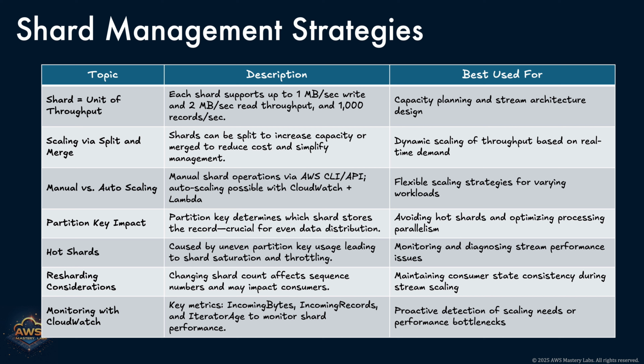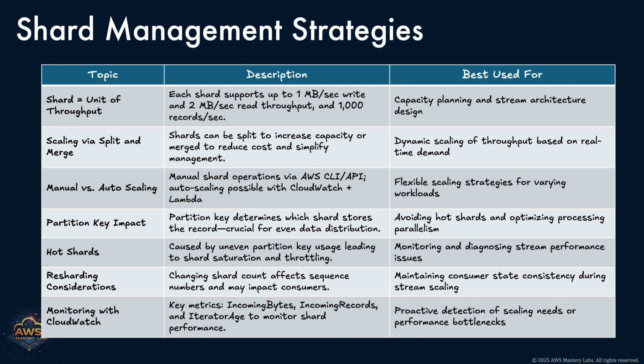Kinesis supports both shard splitting and shard merging. Splitting allows you to double the throughput by dividing a single shard into two, while merging reduces shard count and cost when traffic subsides. AWS provides API-based controls like split shard and merge shards, giving you fine-grained management over your stream. These operations are seamless and happen in the background, ensuring continued data flow without disruption.